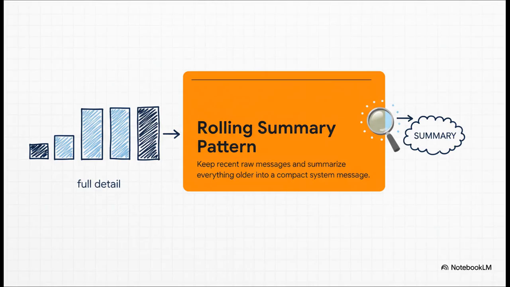So, to get a little more formal, the rolling summary pattern is basically a strategy where you keep the last few messages, say the last 4 or 6, in full detail. But everything older than that gets compressed into a nice, tight summary. This gives the AI a context window that's so much smaller and way more stable.